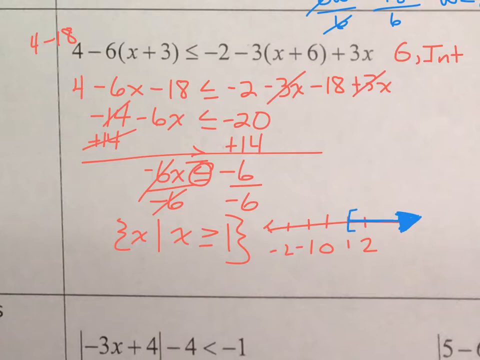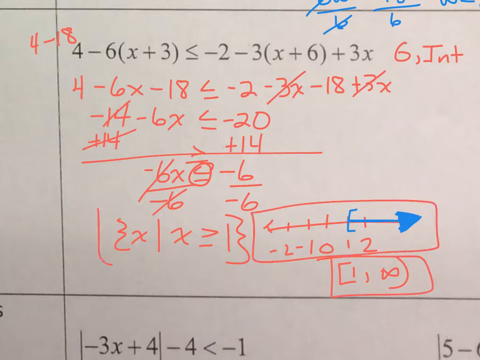And so class, wouldn't interval notation then be 1, comma, infinity? And infinity always uses parentheses. Thank you for knowing that. Good job. How many of those do you want on the test? Easy, moderate, or hard? Easy.